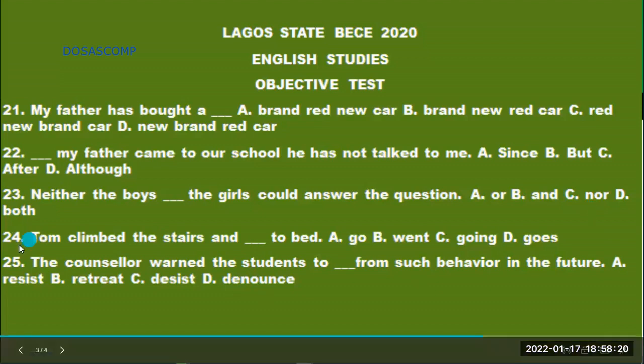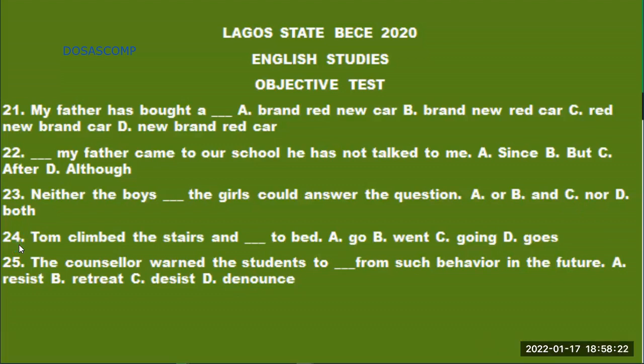Now, question number 24. Tom climbed the stairs and dashed to bed. Now, climbed is a past tense of the verb climb. And so we have two clauses here. Tom climbed the stairs and Tom dashed to bed. Now, we are dealing with what is called sequence of tenses.